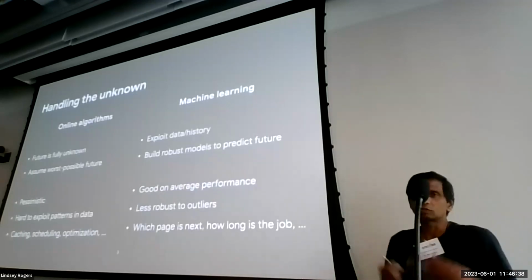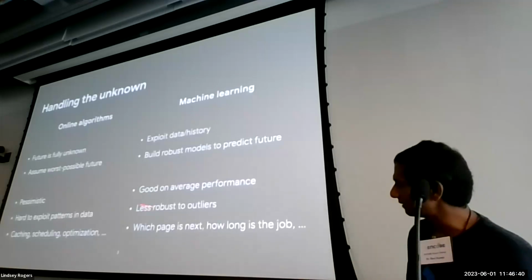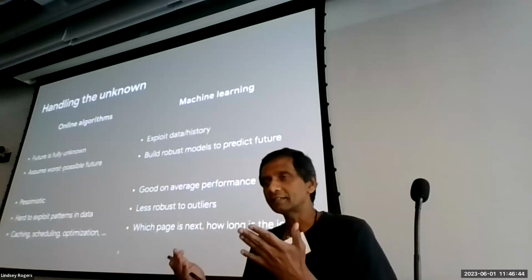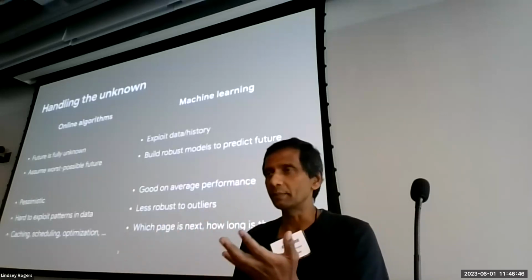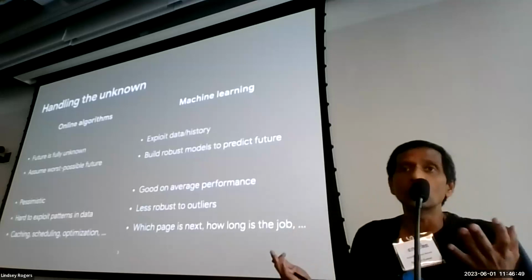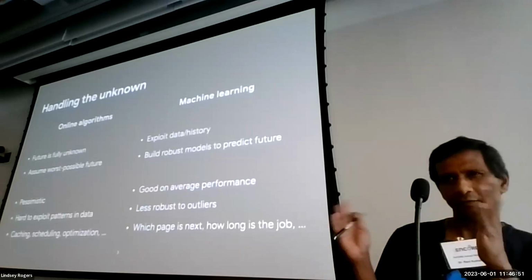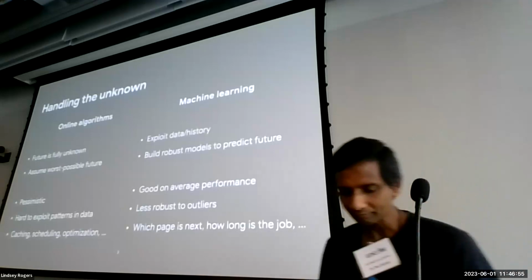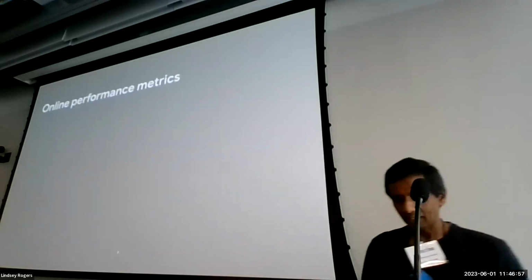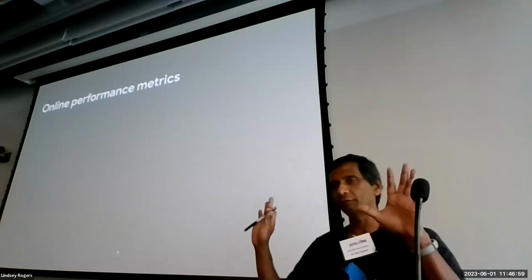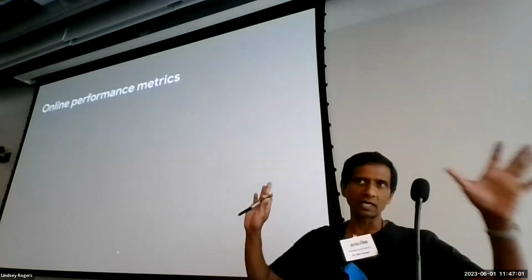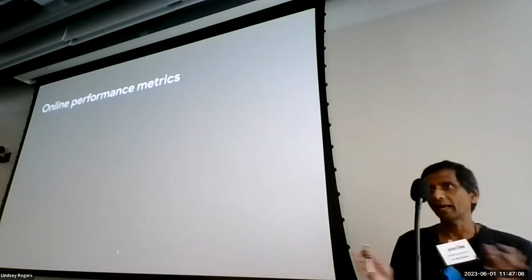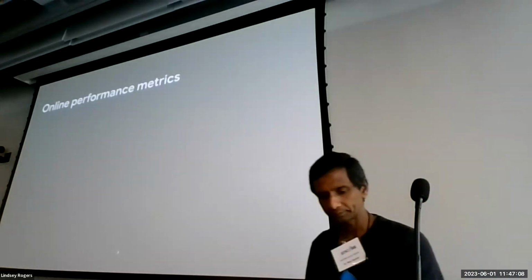Machine learning has been used, of course, for many things. In the context that we are interested in, it would be used in a caching setting to predict which page is going to come next, or how long a job is for scheduling, and so on. That's the kind of question we use machine learning for, not for language models. Okay, good. So that sets the stage for two kinds of algorithms: online algorithms and machine learning. Both of them have the commonality that they handle uncertainty in the future.